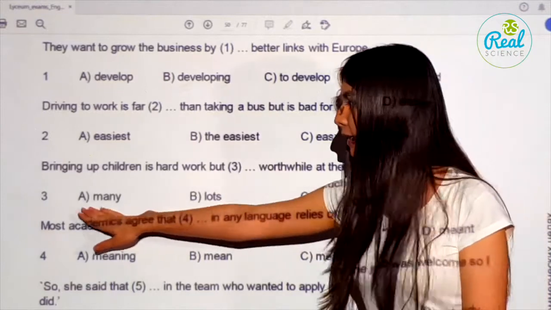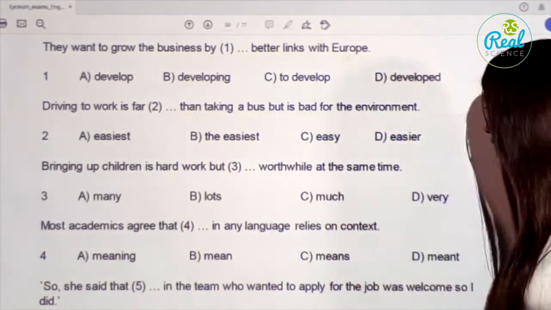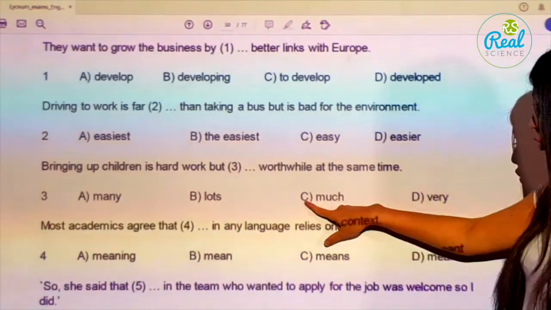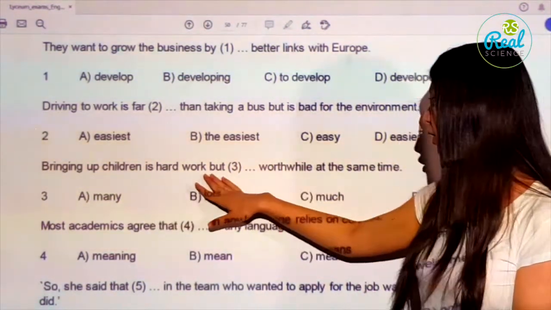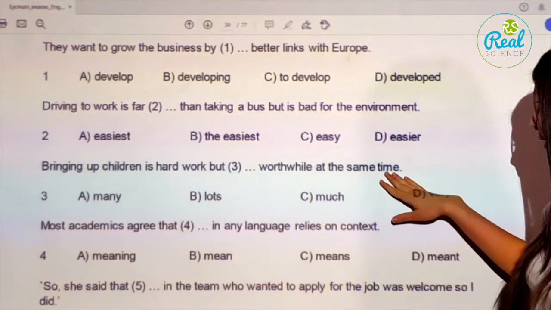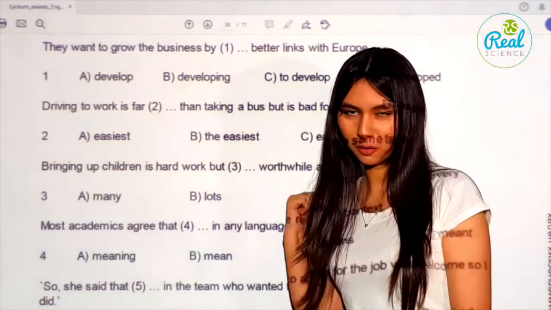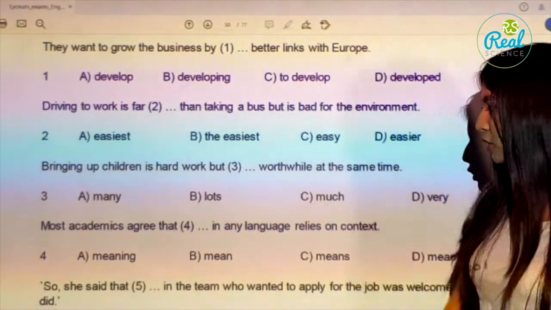Wait. B and A should be read out. So it should be C or D one. Bringing up children is hard work, but very worthwhile at the same time. Okay, yeah, very good. The correct answer is D one. So the fourth.